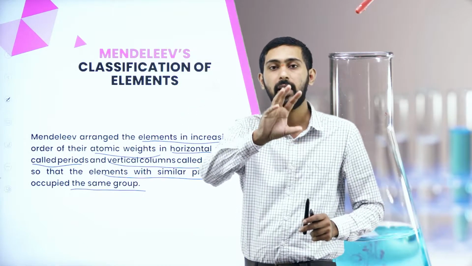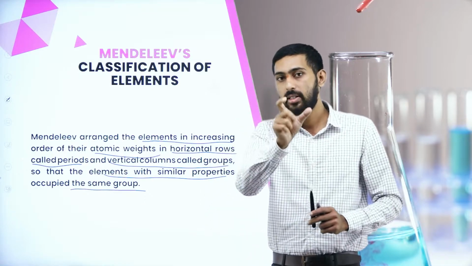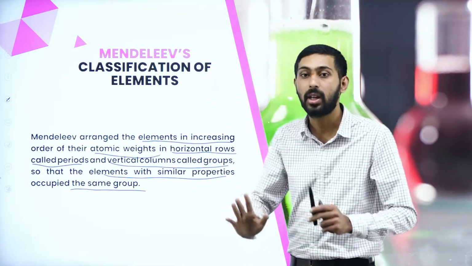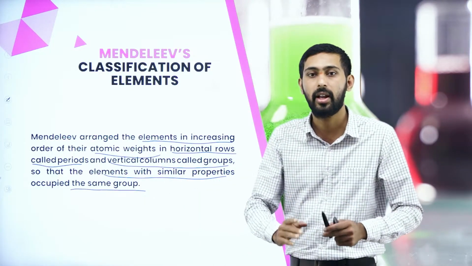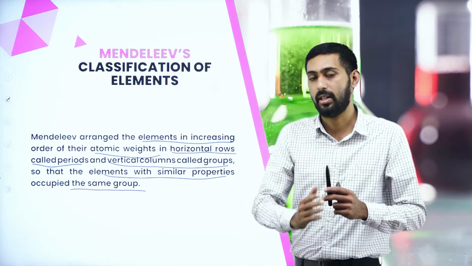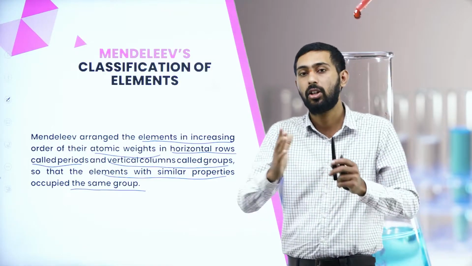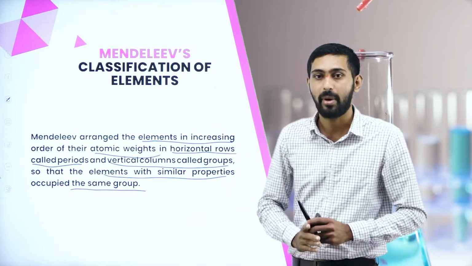But if the elements are arranged in horizontal rows, then they are called which one? Called periods. Next, vertical columns. They are called groups, so that elements which show the same properties are said to be in the same group. They occupy the same group. Okay, this was the explanation of Mendeleev's classification.